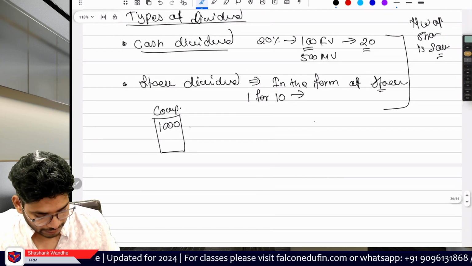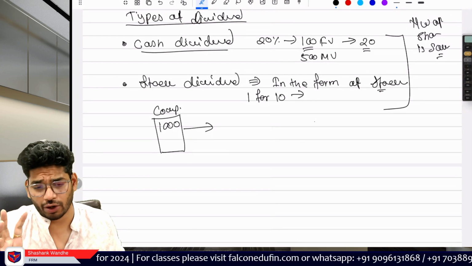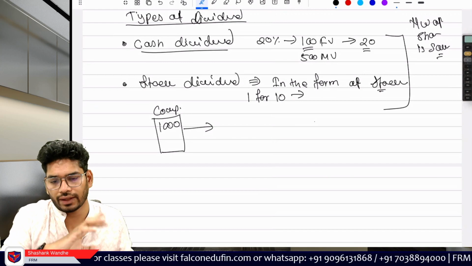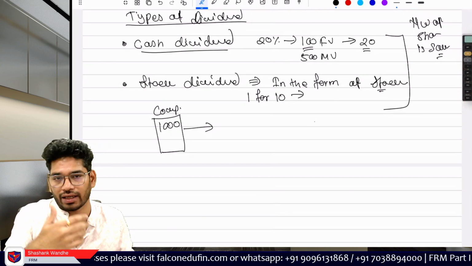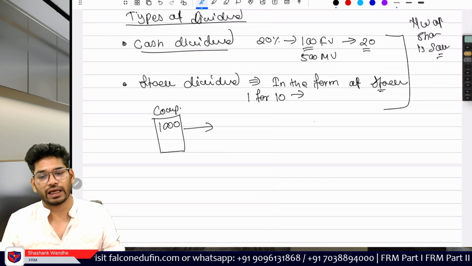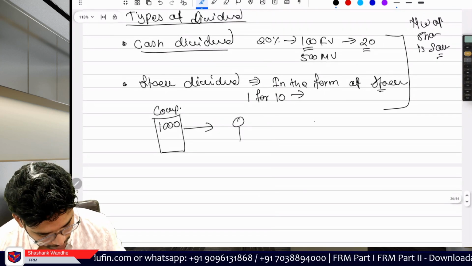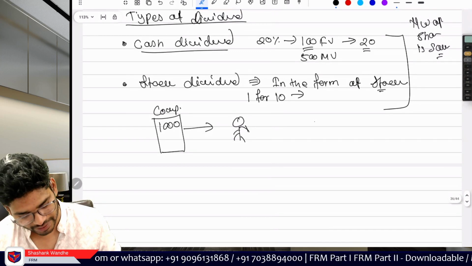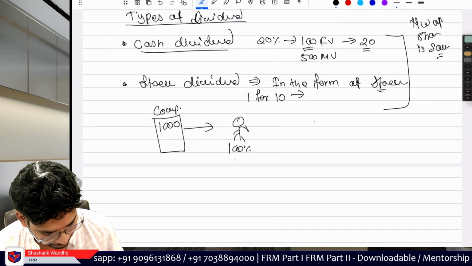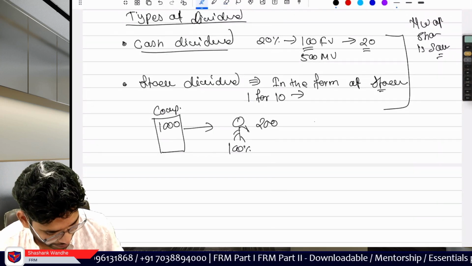For now, let's assume you are the 100% shareholder of this company. This will simplify our discussion. If you understand with the 100% assumption, then you can also understand with 1%, 2%, whatever proportion of holding you have in this company. But for now, let's assume that you hold 100% of the shares of this company, and let's say you have 200 shares.